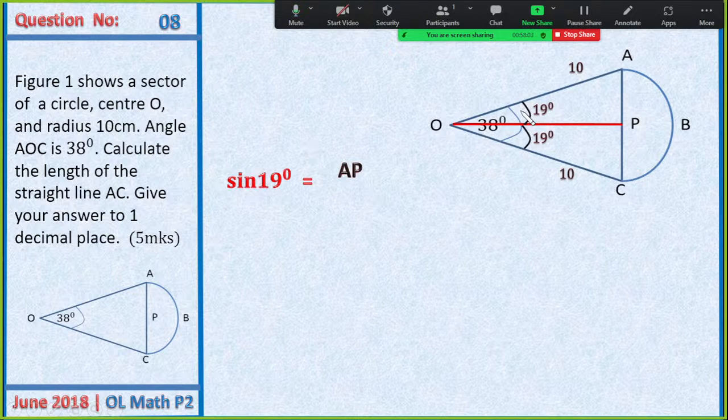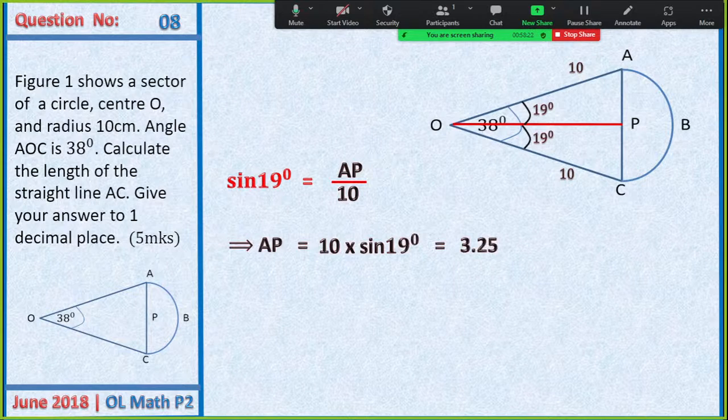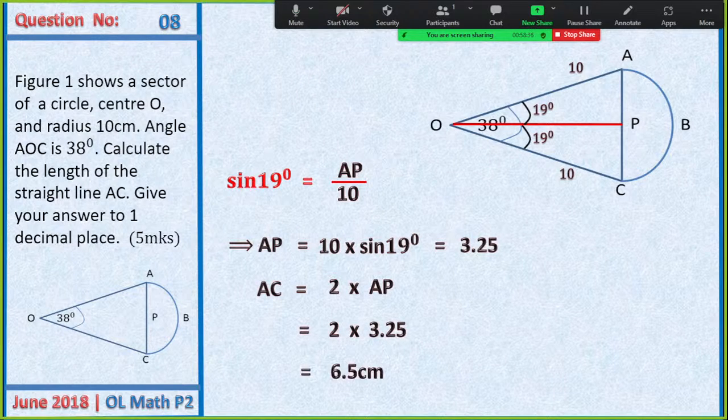So we say sine 19 degrees is equal to opposite over hypotenuse. I'm using opposite because I'm looking for this opposite, AP. So sine 19 degrees should be equal to AP on 10. And from here, AP will be equal to 10 sine 19 degrees. So 10 times sine 19 degrees is 3.25. So our AP is 3.25. Therefore, AC will be equal to AP times 2, and that gives us 2 times 3.25, which is equal to 6.5. I should give my answer to one decimal place. So the answer is 6.5.